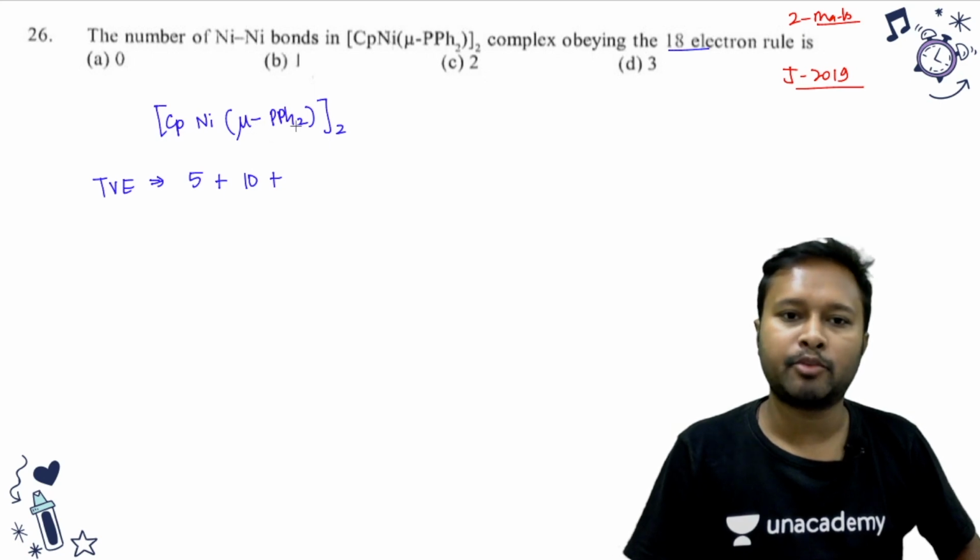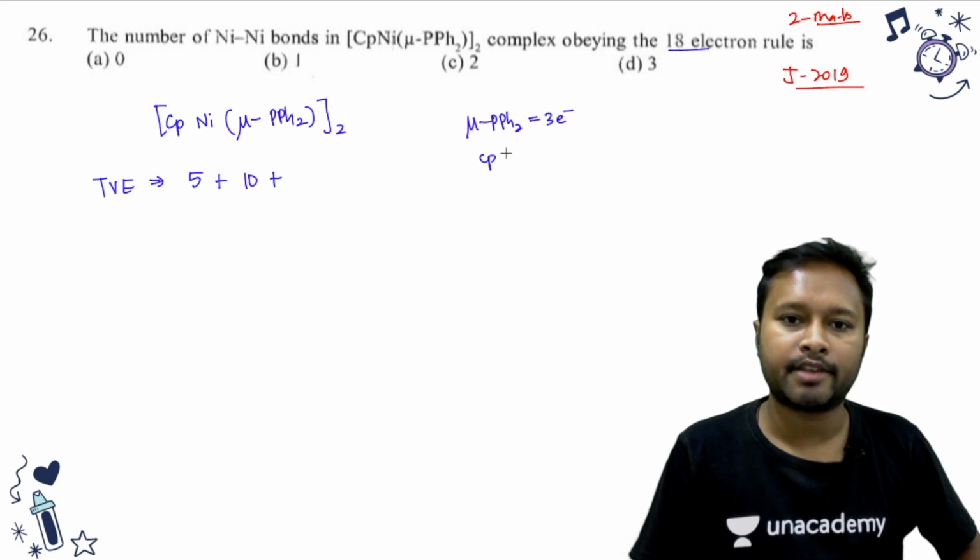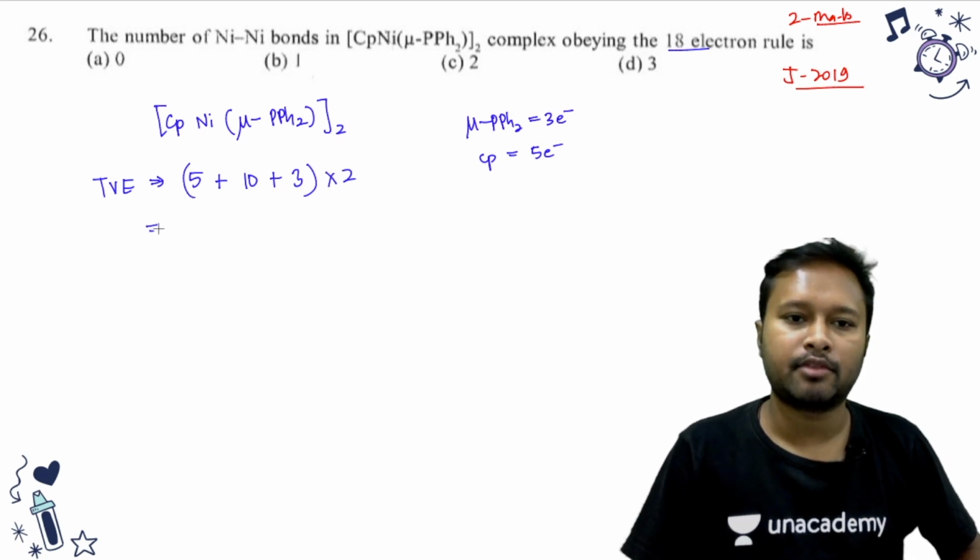Mu-PPh2 over here gives 3 electrons, okay, remember that. So I'm just writing here, μ-PPh2 is a 3 electron donor, whereas Cp, because its hapticity is 5, is a 5 electron donor. So let's write down 3 electrons for that, and I'm going to multiply the whole by 2 because whole twice is there. So when you do that, you actually get 18 into 2, that is 36, right?